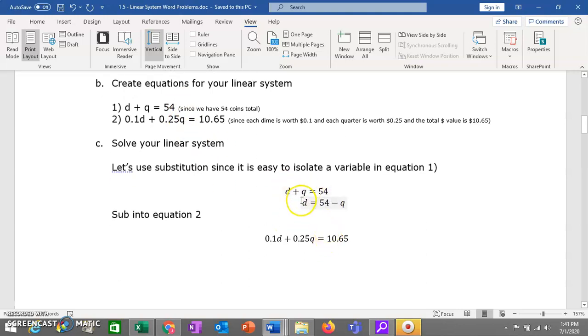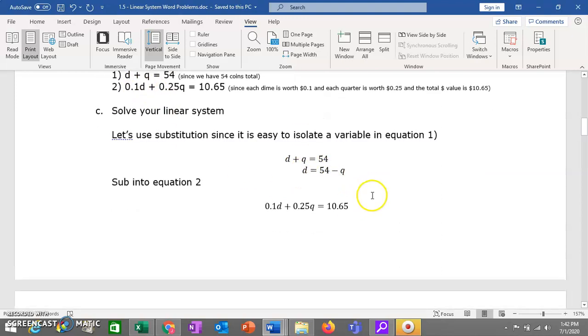Okay, I'm going to isolate for d. So I bring q over to the other side. D equals 54 minus q. Right? That's a very easy equation to isolate a variable for, which is why I'm doing it this way. And then once I have 54 minus q, that's my d value. So I'm going to substitute 54 minus q into d for equation 2.